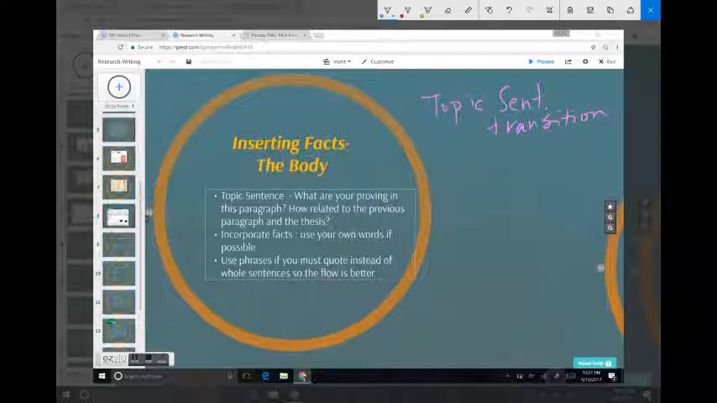By the way, topic sentences should not be research-based. These should be your words, so don't give us facts for topic sentences. Your facts are supporting details. All right, so facts and also warrants, which we'll talk about here in just a minute.